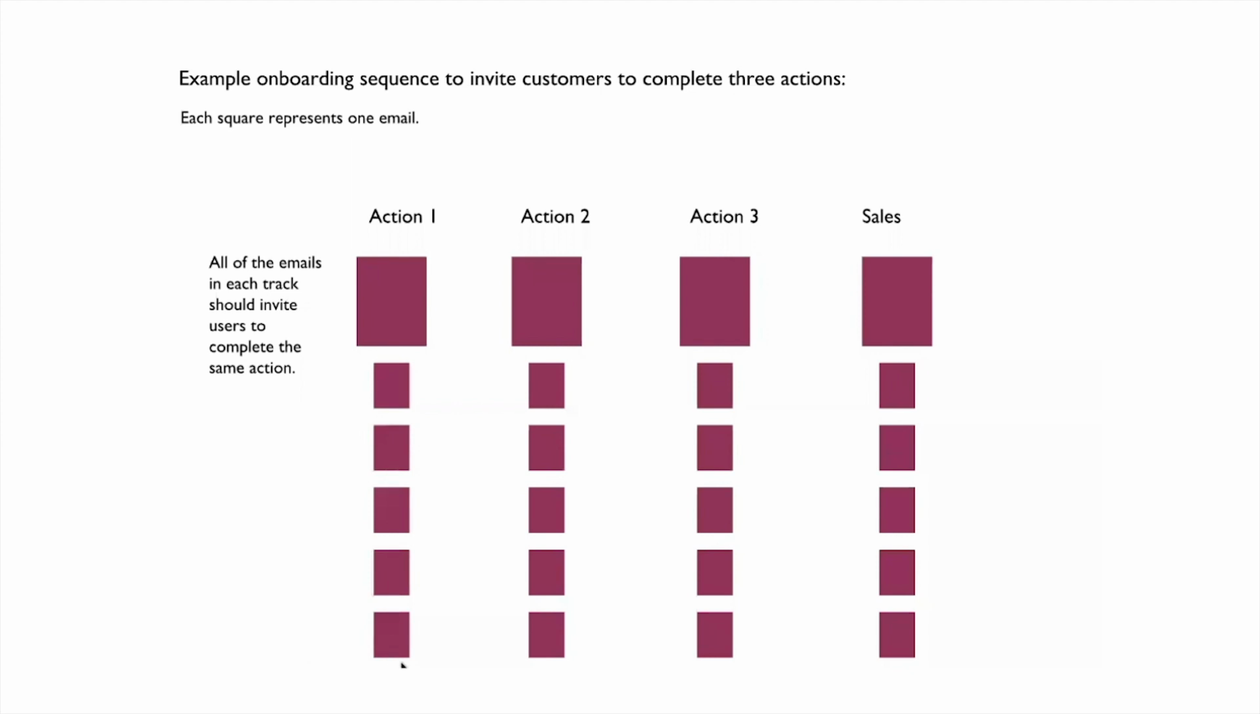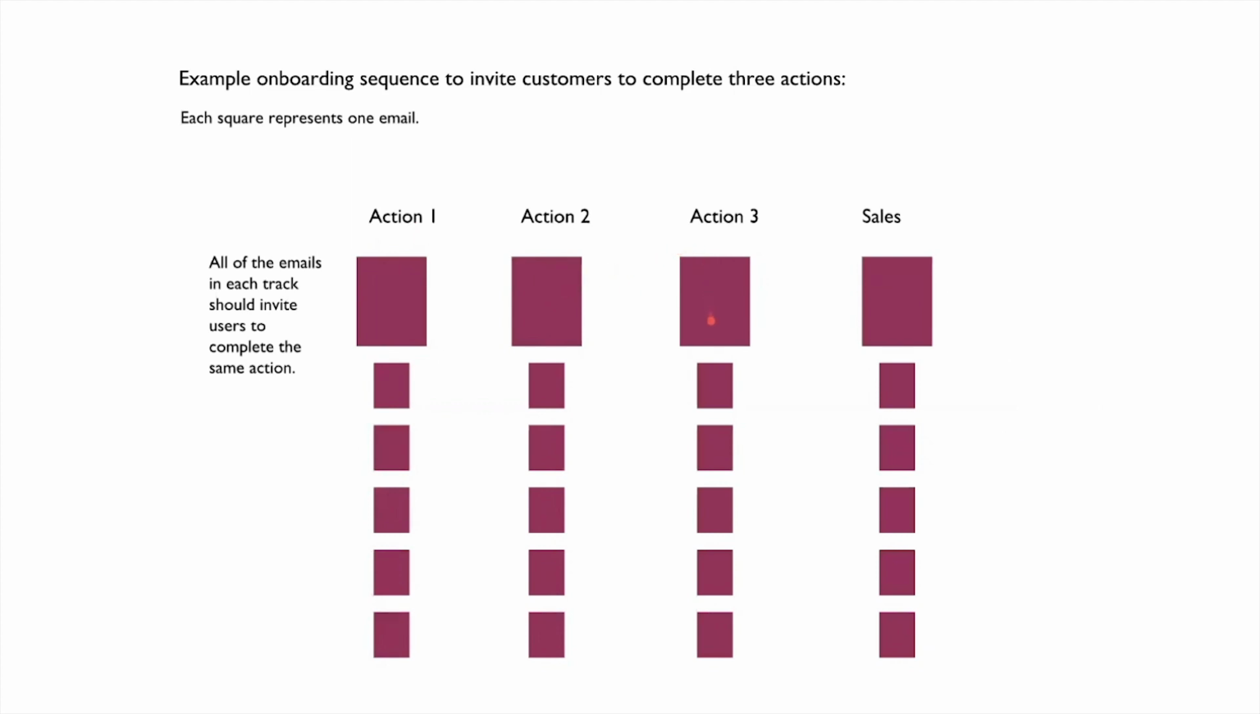Now I'm going to get the pointer. I think it's a little bit easier. So everything in this column, it's called action 1 because all 7 of these emails, each block represents an email. All 7 emails are going to be sent to customers with the goal of helping them start a project. For the second action, all of these emails are going to be about helping a customer track their time.